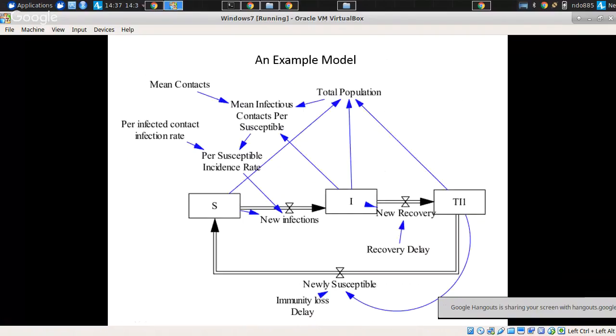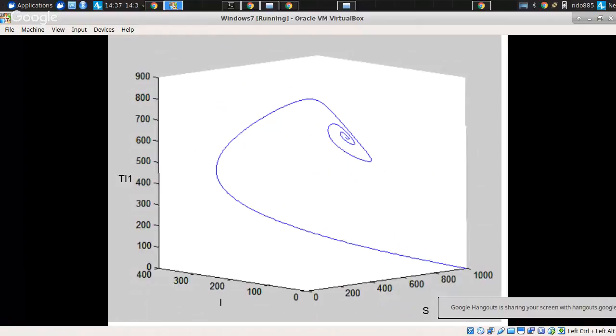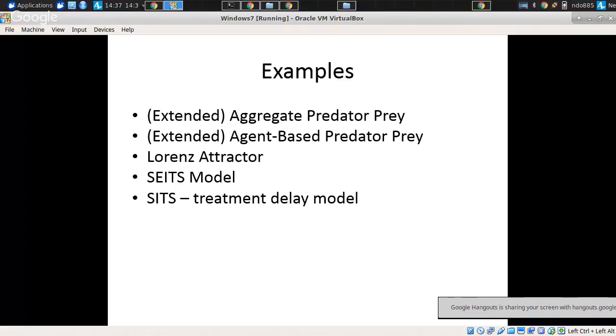So this is a state space depiction of the system right here. It depicts the behavior of that same system within state space. And we can imagine a generalization of it, which depicts a set of all possible behaviors within the state space.